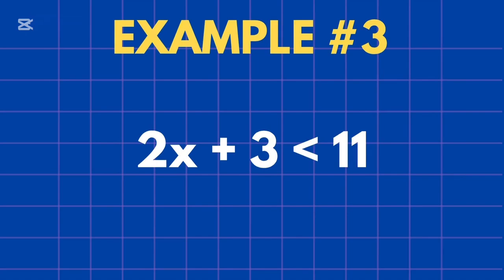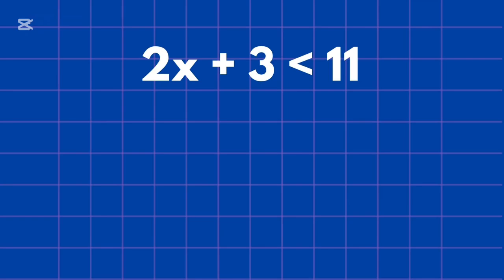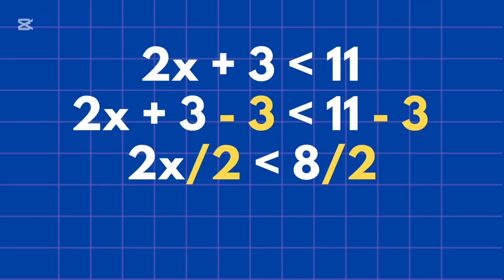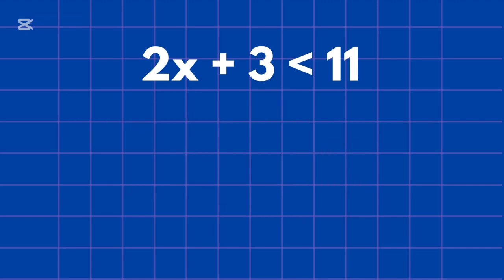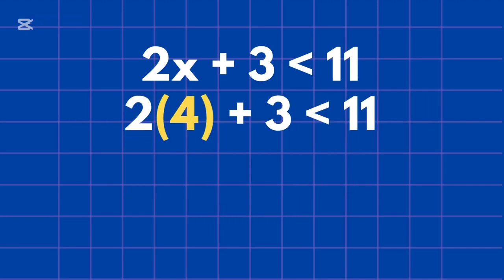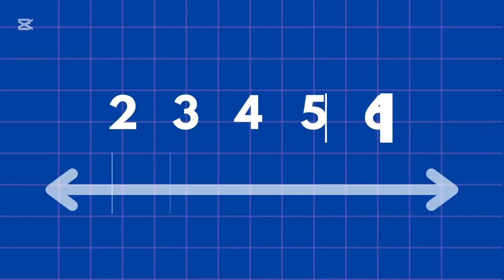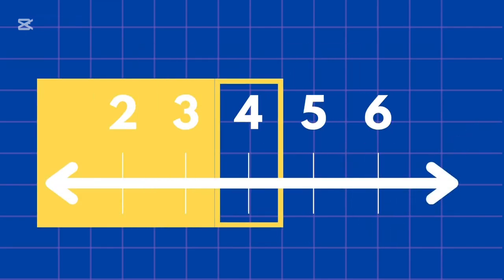We have 2x plus 3 is less than 11. Like a regular linear equation, first step is to subtract 3 from both sides, leaving us with 2x is less than 8. Next, we divide each side by 2, leaving us with the final answer of x is equal to any number less than 4. To prove we are right, we plug 4 back into the equation, giving us 2 times 4 plus 3 is less than 11, which means 11 is less than 11. This tells us that any number less than 4, not including 4, will give us an answer less than 11.